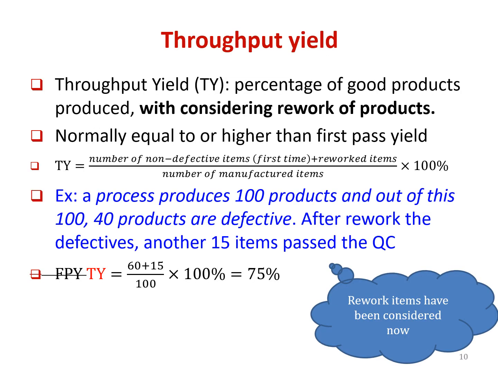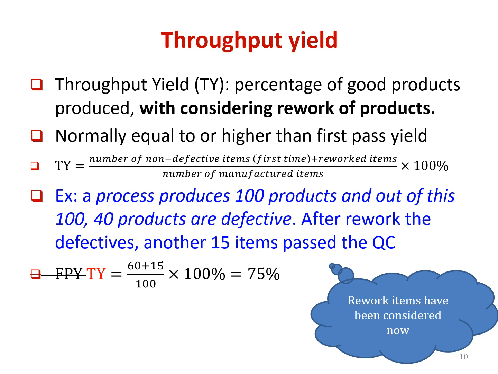Next is the throughput yield. Throughput yield is the calculation of yield when we also consider the rework products. So normally this would be equal to or higher than first pass yield. The formula is given by the number of non-defective items the first time plus rework items over the number of manufactured items times 100%.